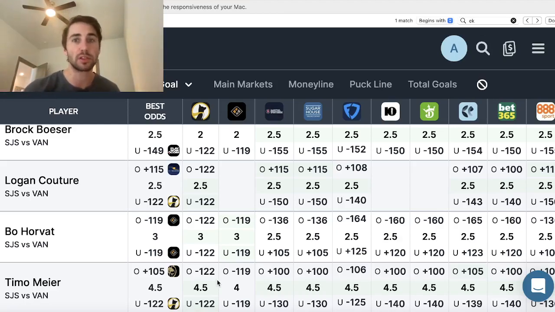Due to the law of large numbers, right? So here, we're getting over 4 shots on goal. All of the sportsbooks have the line at over-under 4.5. Underdog has the line at over-under 4.5. So that's a play with value.